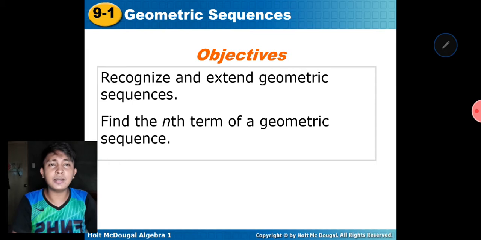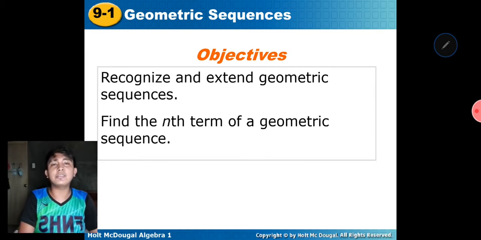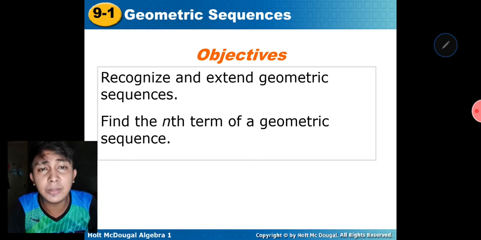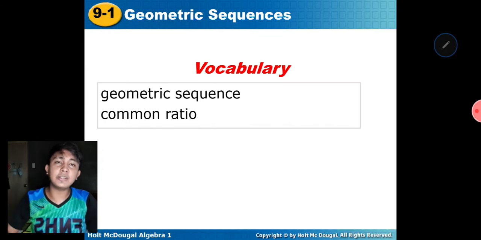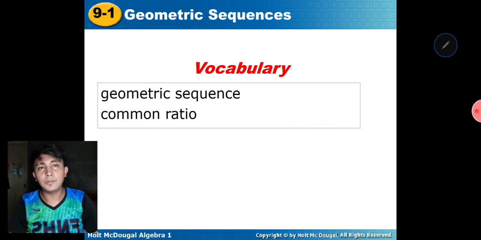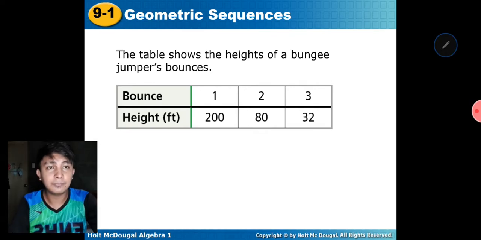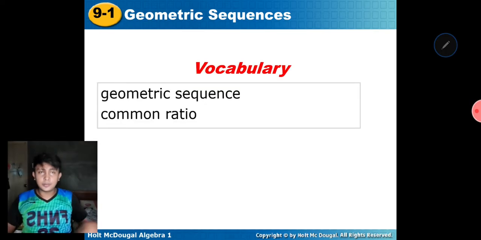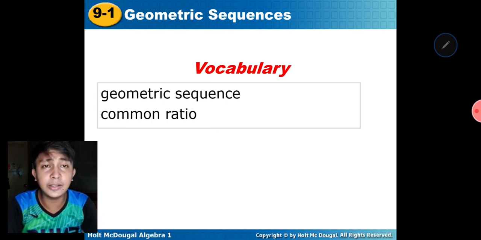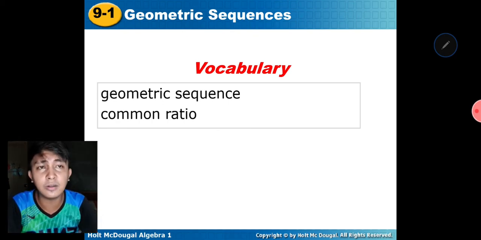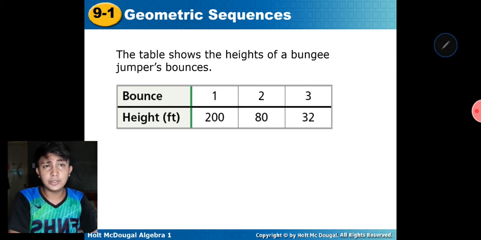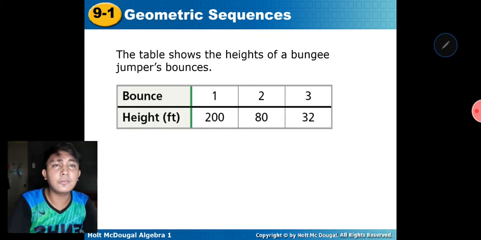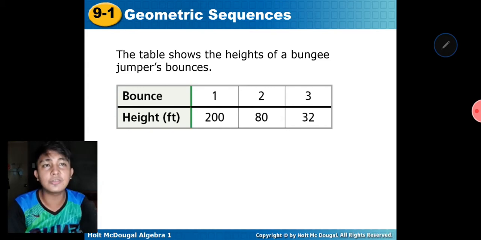So the objectives we have here are to recognize and extend geometric sequences, and find the nth term of a geometric sequence. For vocabulary, we have geometric sequence and common ratio. Later on we will define geometric sequence and common ratio. Let's try to look at this example. The table shows the heights of a bungee jumper's bounces.